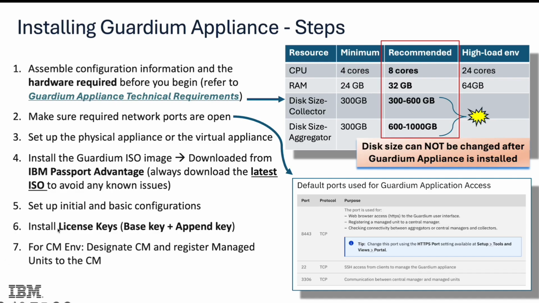When the server becomes accessible, install the license keys from Guardium's GUI. Finally, if it is a CM environment, designate the central manager and register the managed units to it. That's the step-by-step flow.